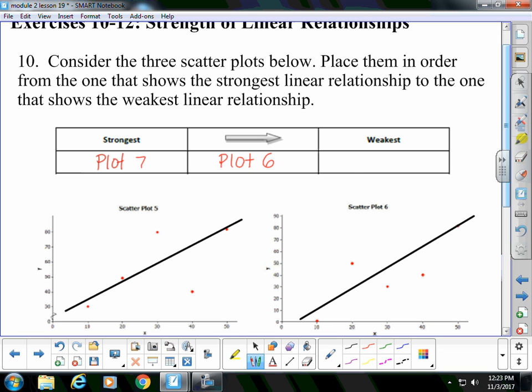and then plot 5. In a few minutes, I'm going to actually show you how to use the calculator to find out for sure. So that's my guess right now.